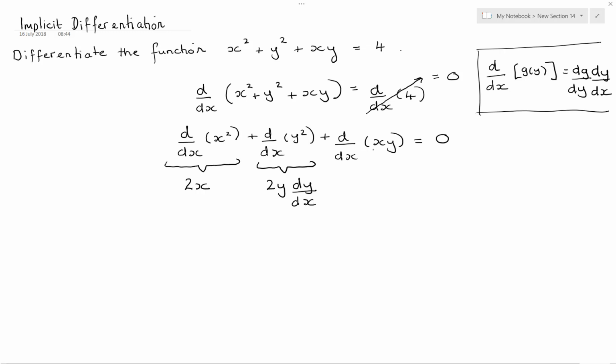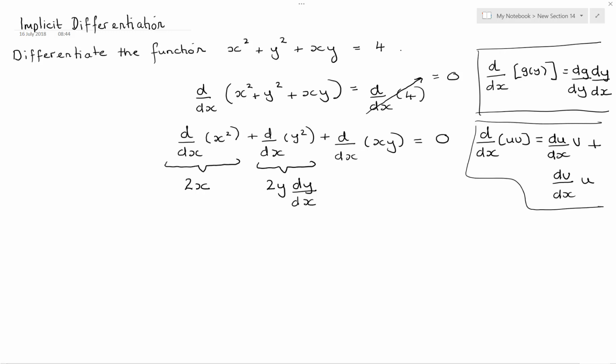For the next term, we have to differentiate xy. Now xy is a product, so we're going to have to use the product rule. So you should recall that the product rule tells you that we'll differentiate the first term, leave the second one alone, and then we add to that, differentiate the second term, and multiply by the first term. So that's a reminder of our product rule as well.